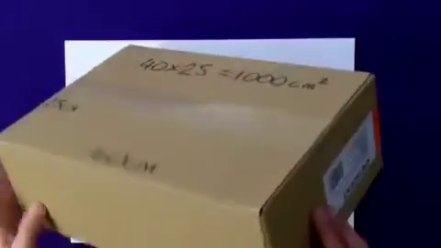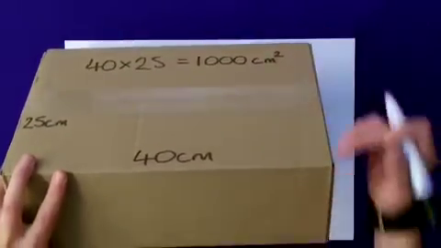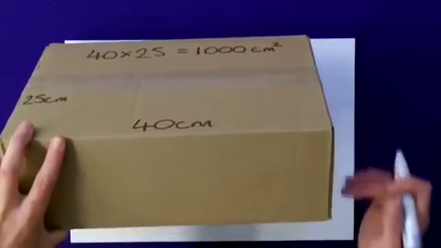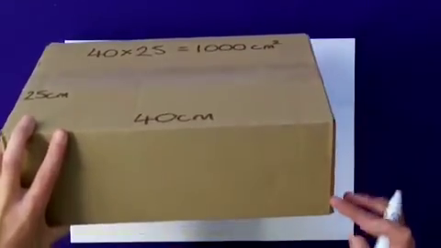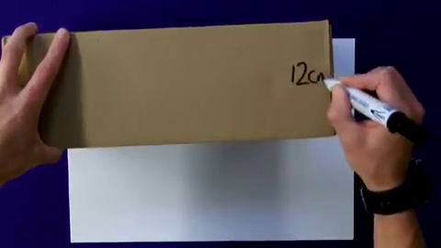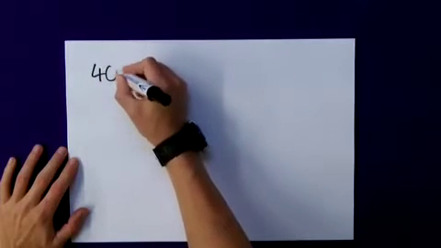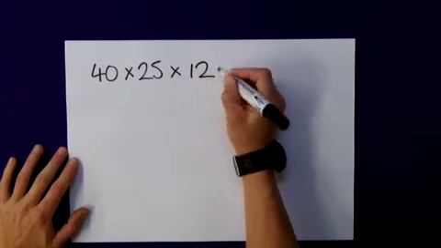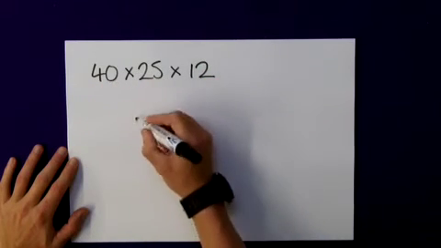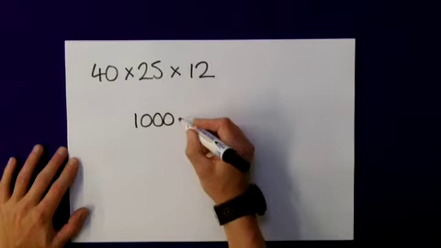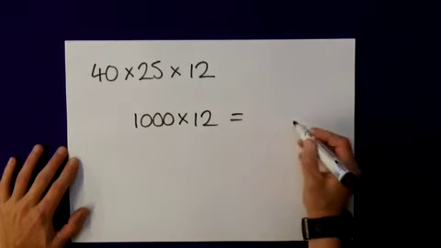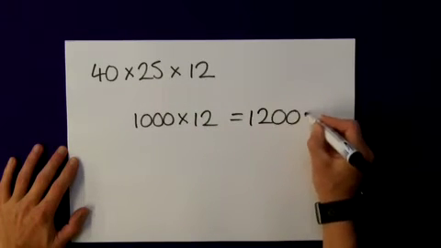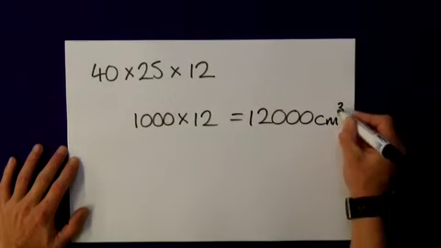Volume also considers the depth. So how many of these 1,000 centimetres squared slices can I get along this box in this depth? Well, imagine that this is actually 12 centimetres. So my completed calculation will be 40 multiplied by 25 multiplied by 12. Now I know that 40 times the 25 I've already done was 1,000. I can then multiply that by 12 to give me an overall answer of 12,000 centimetres cubed.